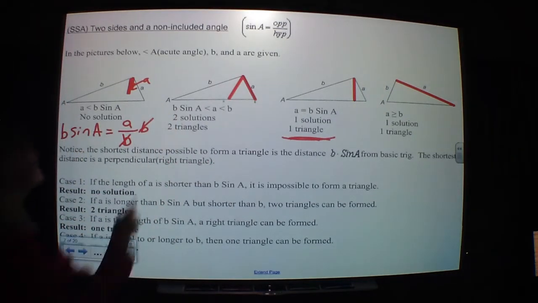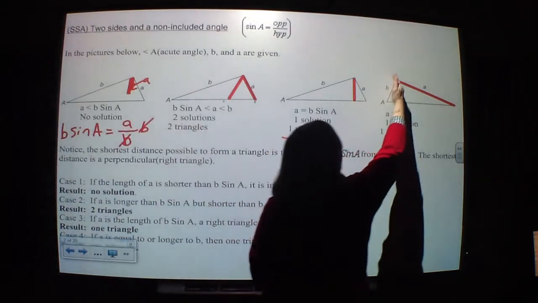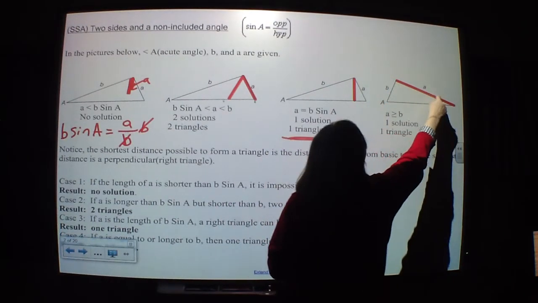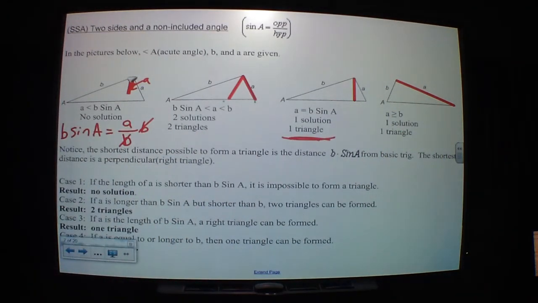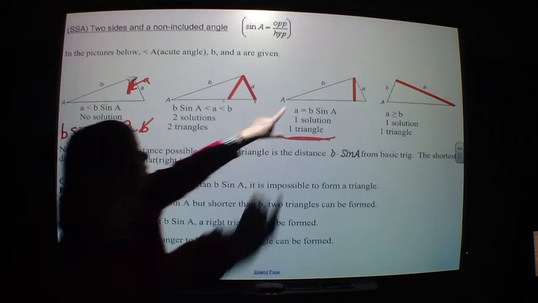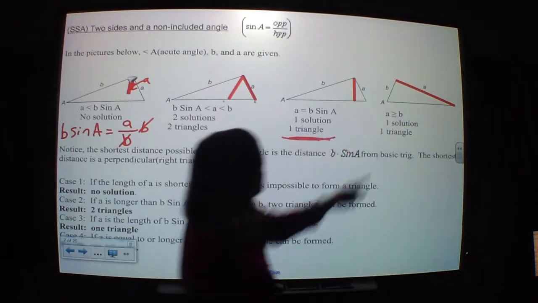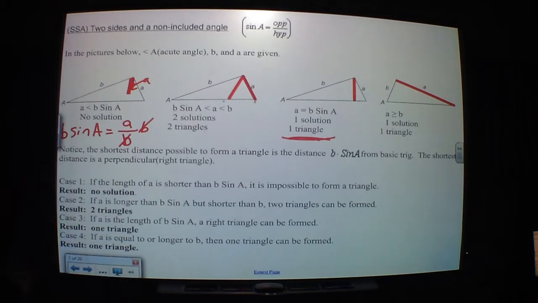If this side A is longer than B, it can't slide in because it wouldn't hit that. It would be too long. It can only go out, and there's one solution, one triangle. So you can either have no triangles, one triangle that's a right triangle, one triangle that's this obtuse triangle, or you can have two triangles. Okay? So these are the four cases I've written here.